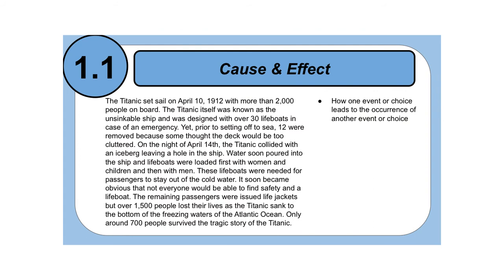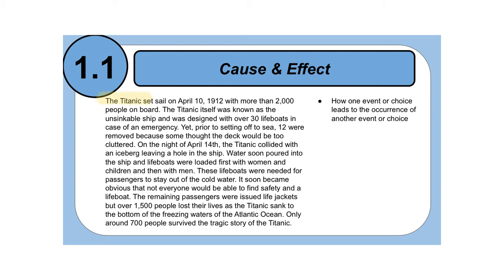The next historical thinking skill we're going to focus on is cause and effect. Cause and effect can be defined right here on the right as how one event or choice leads to the occurrence of another event or choice. So how one event caused or impacted another event. To illustrate cause and effect, we're going to take a look at this little paragraph here about the sinking of the Titanic. I will read this aloud to you and follow along with me.